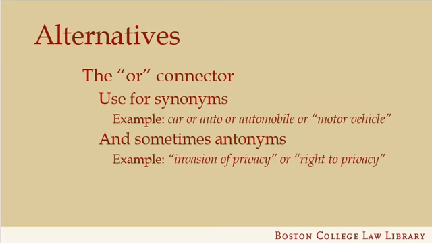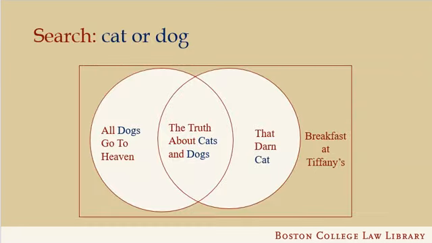You should also use the OR connector when you want to find discussions that discuss both the presence of something or its absence. For example, a statute can establish an action for the invasion of privacy or present people with a right to privacy. When you run the search, cat or dog, assuming the automatic plurals of Lexis and Westlaw, you will get any document that has either or both of these terms in their singular or plural form.